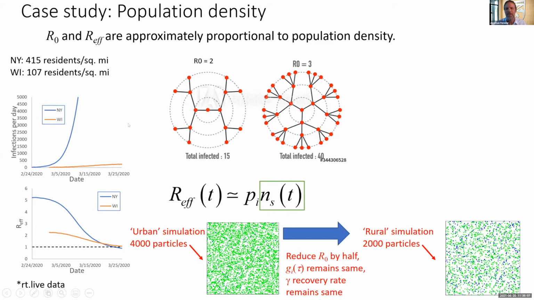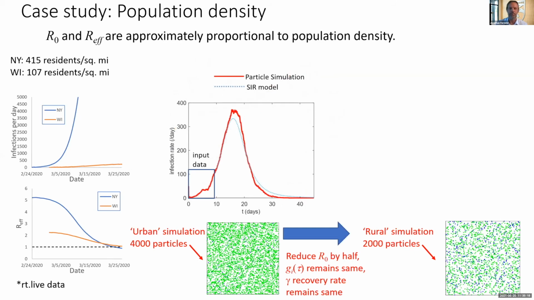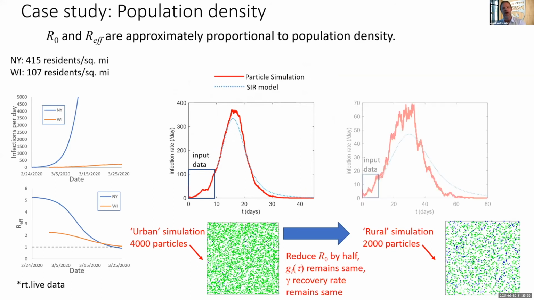So we can simulate this with a particle simulation by just reducing the density of the simulation. And we think that a good epidemic model should be able to predict the differences. If we run this with our SEIR model, we found that it had a reasonable prediction of the urban situation. But if we try to use those parameters to figure out what we think would happen in a rural simulation, then it was much poorer.